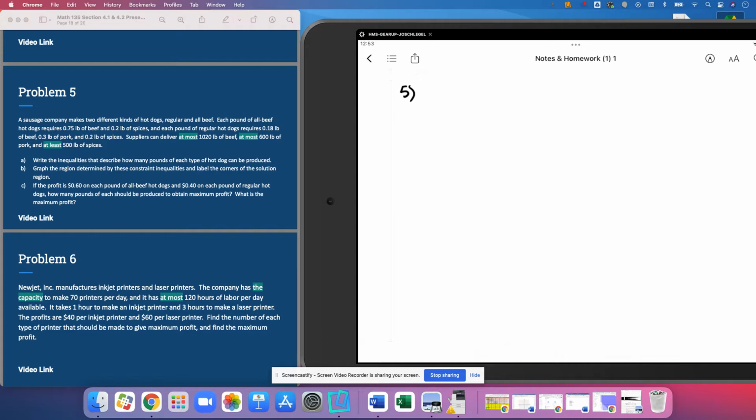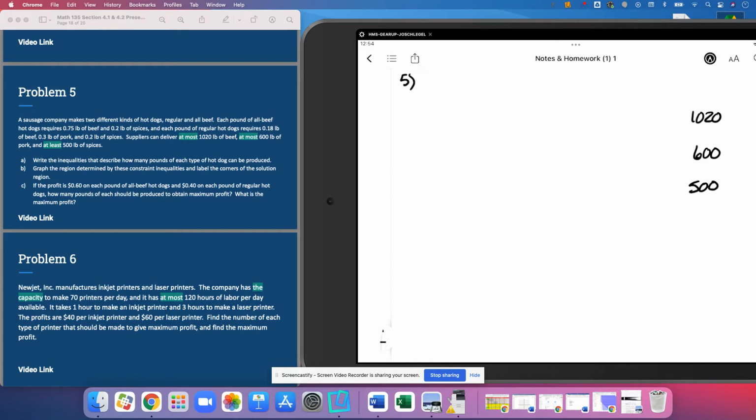This one is a little bit on the tricky side, folks, and I'll walk you through what's going on here. As always, though, we will start with our totals. So we have 1,020 pounds of beef available. That's what I'll start with there. We have 600 pounds of pork available. And we have 500 pounds of spices available.